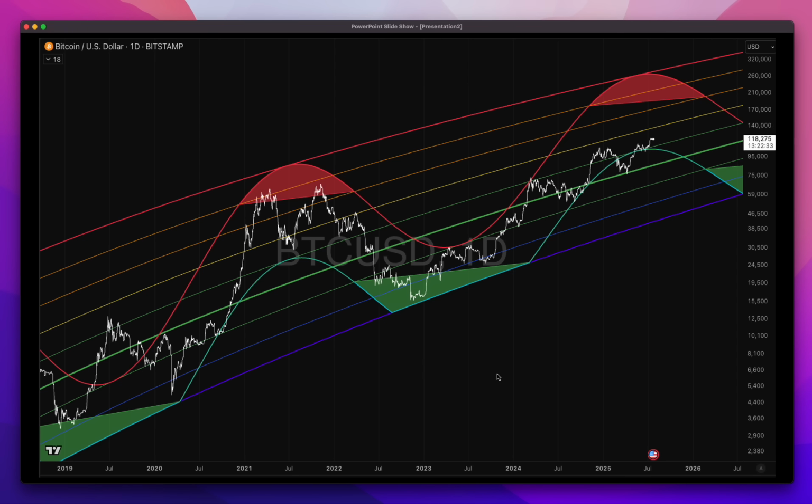So here's Bitcoin on the daily. We're sitting at 118.2. Again, power law, rainbow wave indicator in the background. This core green line is the power law, the power trend. So again, still tracking, still going forward.